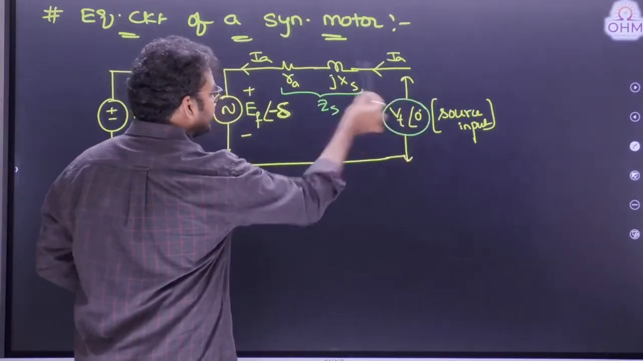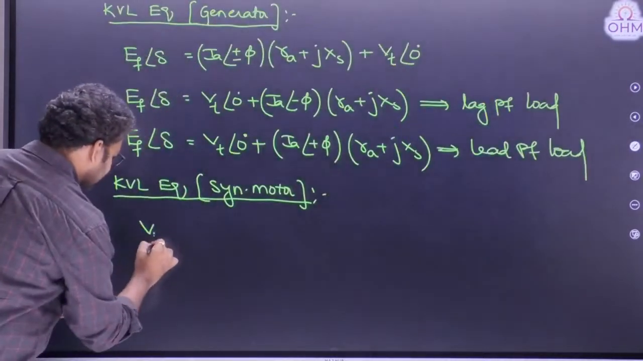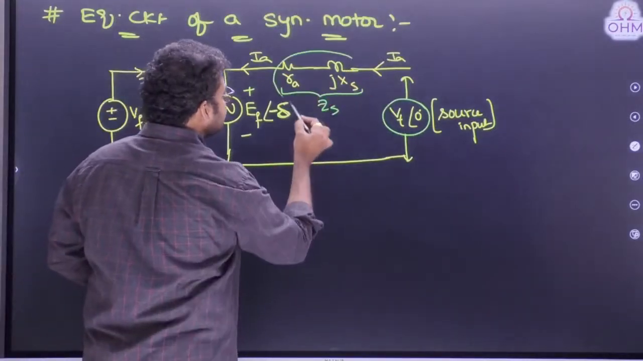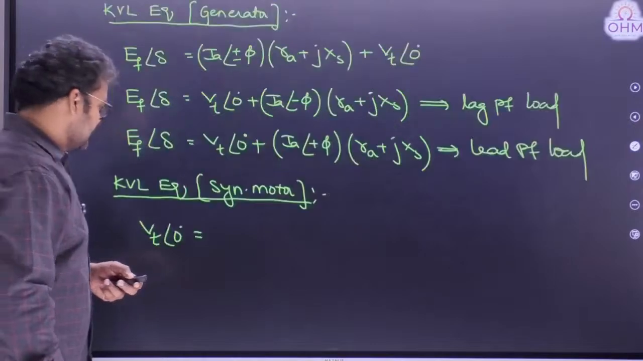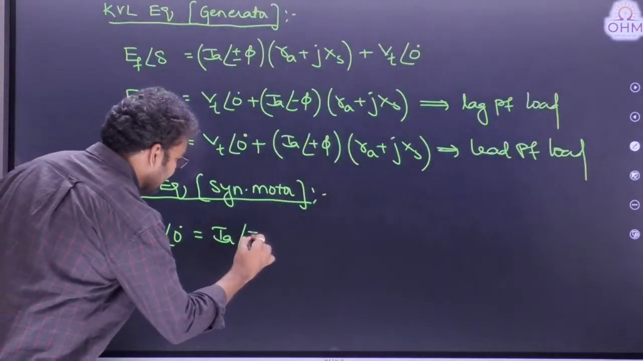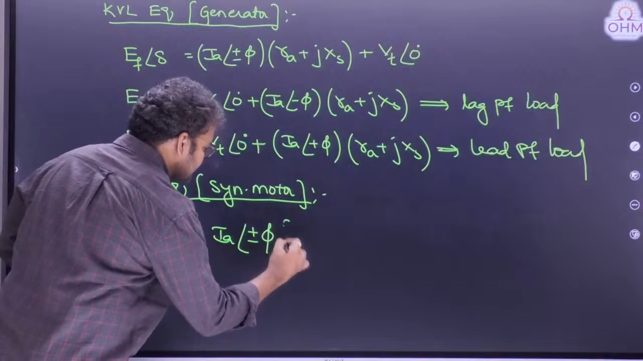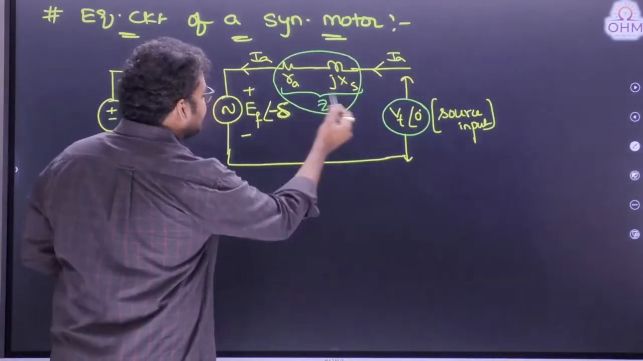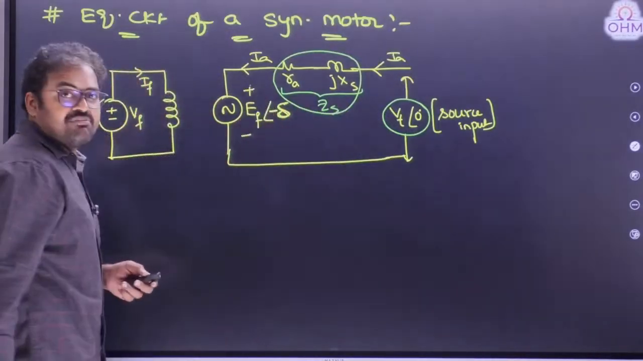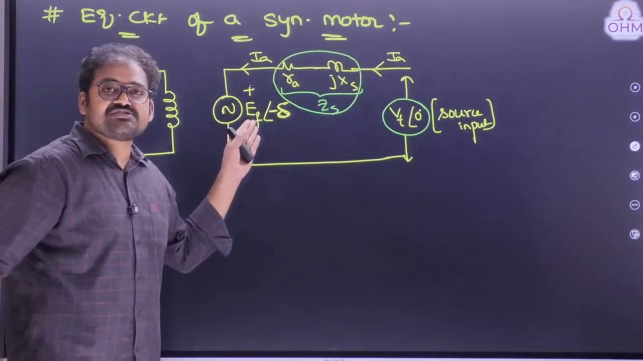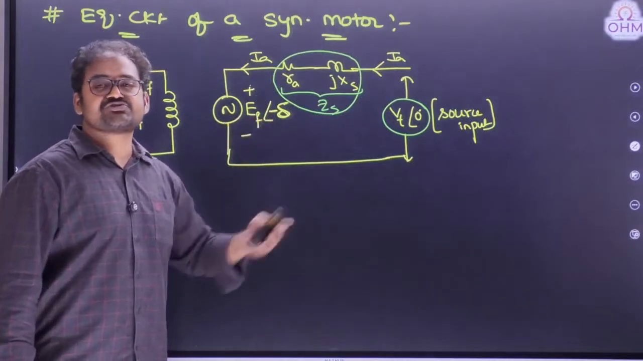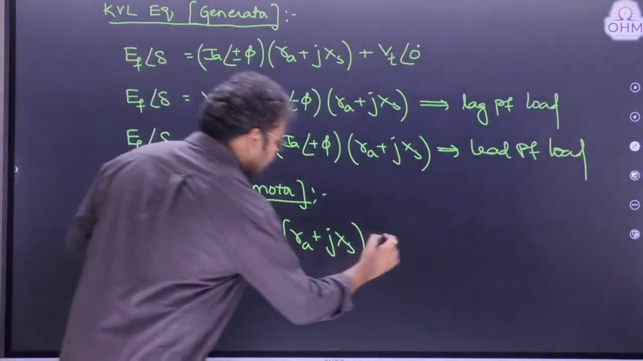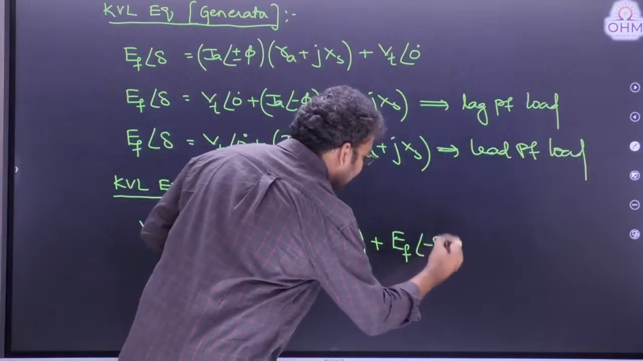So VT at an angle 0 is equal to, in the direction of the current, the first drop is along this impedance ZS. Therefore, IA at an angle plus or minus phi into ZS, meaning RA plus JXS. After the drop in this impedance, the next drop is this back EMF. We can call this EMF back EMF also. Generally in a motor, the induced EMF is known as back EMF or induced EMF, anything. So that is EF at an angle minus delta.